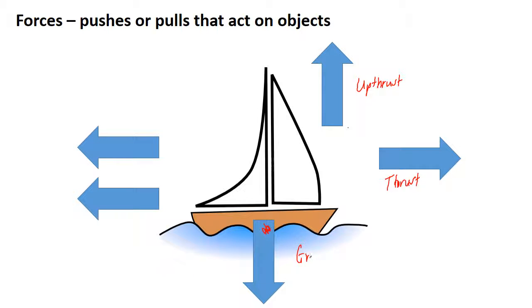Then this arrow showing force pushing downwards is going to be either gravity, or you could label it weight, because remember, weight is a force that's calculated by taking into account your mass and the gravitational field strength of the planet you're on. And then we've got two resistive forces, and these are forces that are pushing this boat backwards. So we've got air resistance, and this is a push caused by air particles hitting against the boat. And then also we've got some water resistance, which again is caused by particles hitting against the boat.